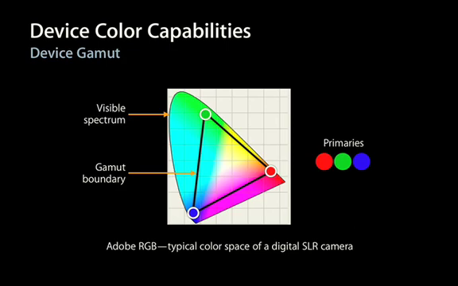So first of all, my device can be characterized by its gamut. Gamut basically means the color range that my device is able to reproduce. On this particular graph, this triangle represents the device gamut, and all colors inside the triangle are reproducible in this particular color space. So here's another term I used, color space.